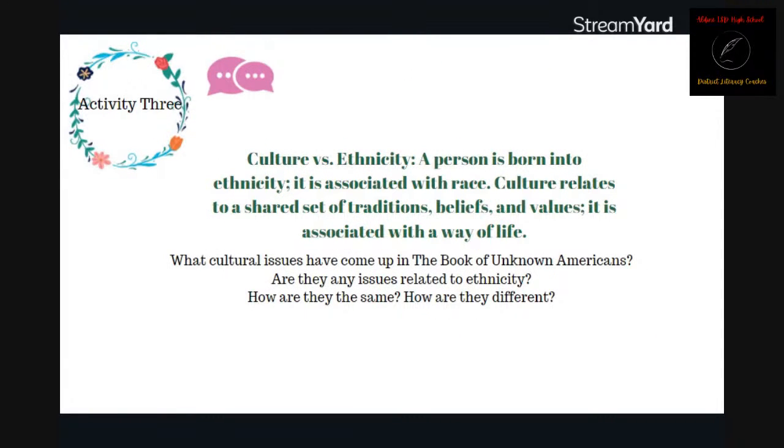Next, the class has a whole group discussion about the difference between culture and ethnicity. Students discuss with a partner the cultural issues that have come up in The Book of Unknown Americans, as well as any issues related to ethnicity and how they are the same and different.